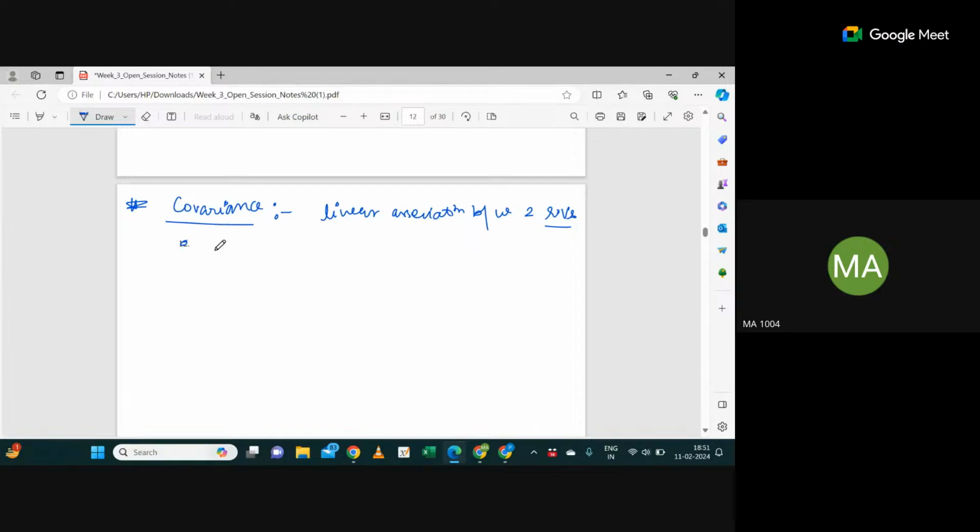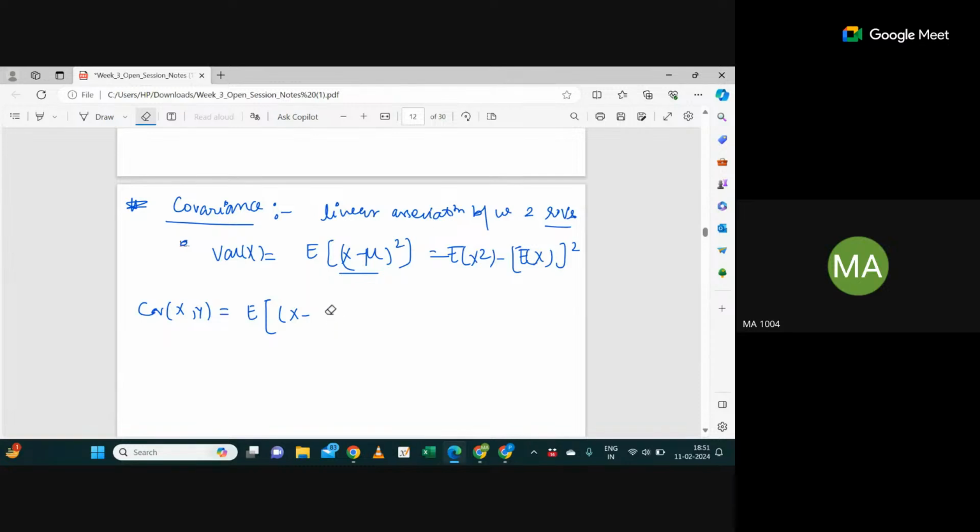Now, variance of a random variable is defined as expectation of x minus mu whole square, right? Or expected value of x square minus expected value of x whole square, right? So covariance between two random variables is defined as expected value of x minus mu, where mu is expectation of x anyway, right? So x minus expectation of x into y minus expectation of y. Can I do this? Yes or no?